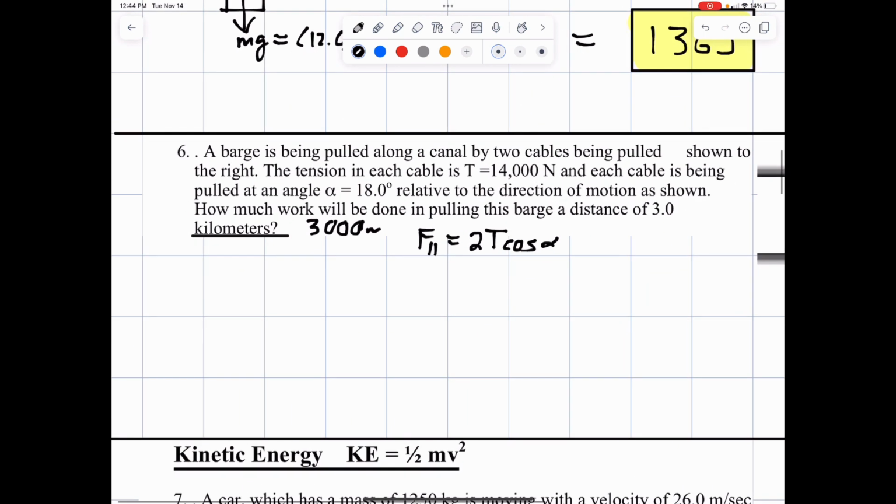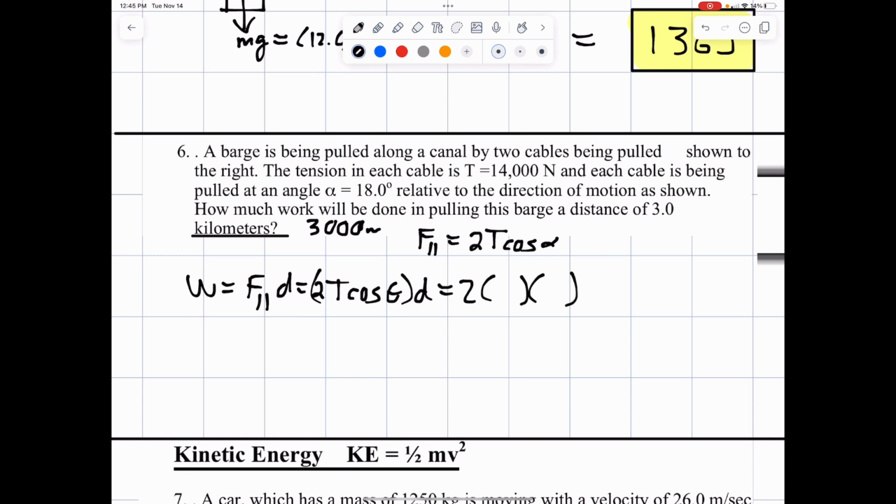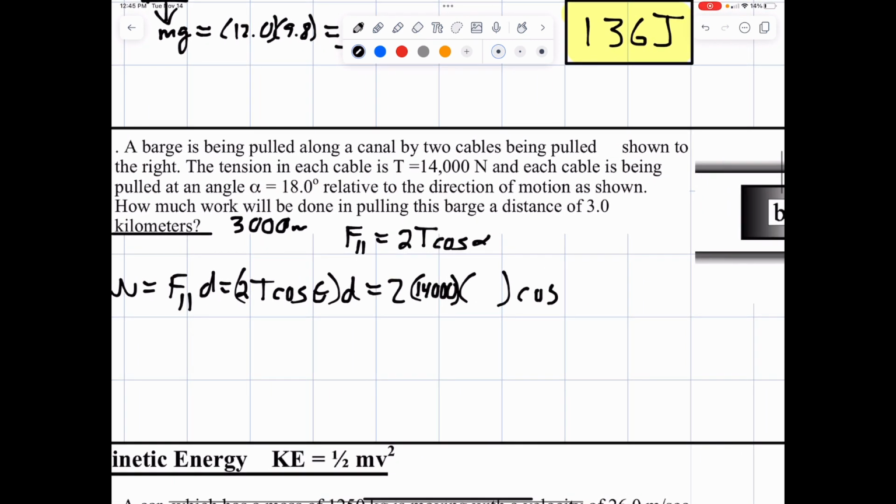Okay, so we're going to go calculate the work. Work is a parallel force times distance, which would be 2T cosine theta times distance, or 2 times T times distance times the cosine of the angle. We'll just do it that way. So T is 14,000, distance would be 3,000, so we have to change it to meters, and the angle was 18 degrees.